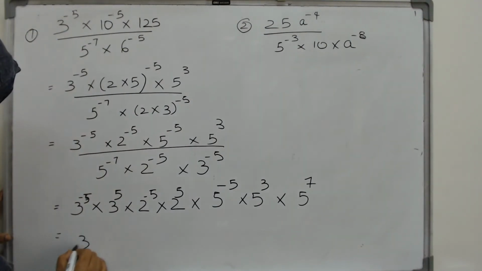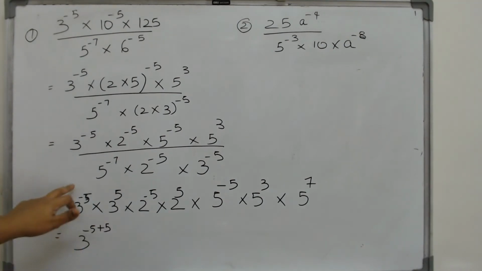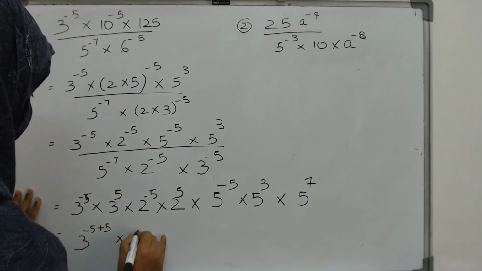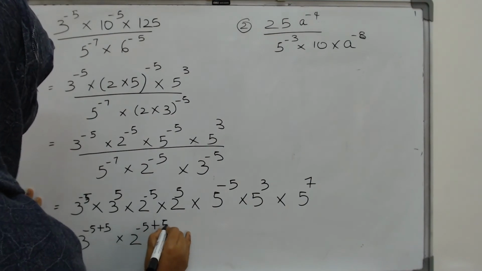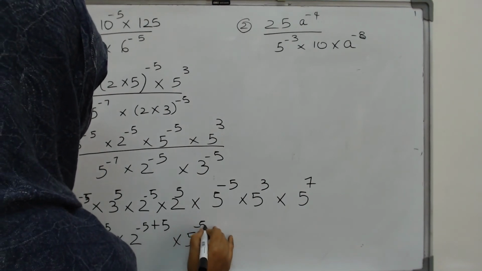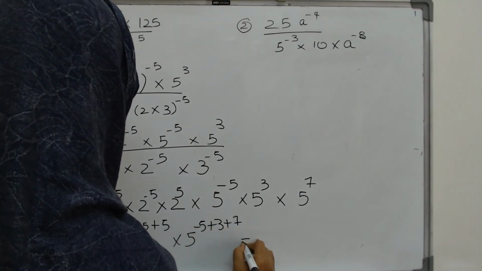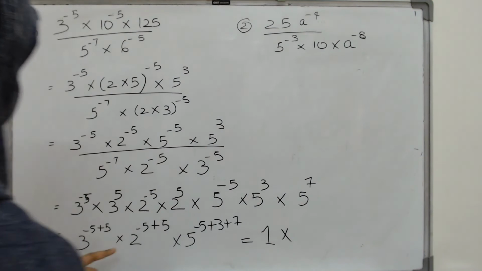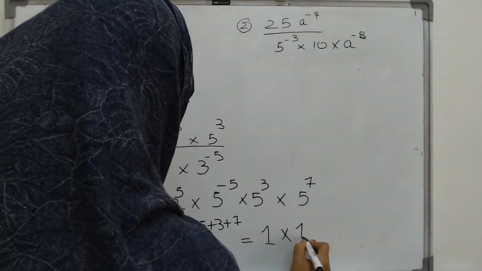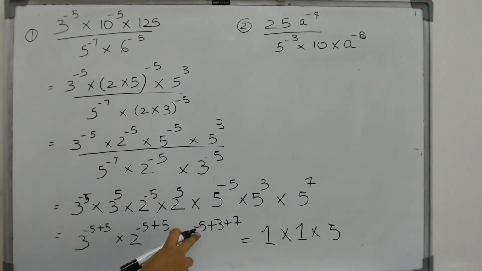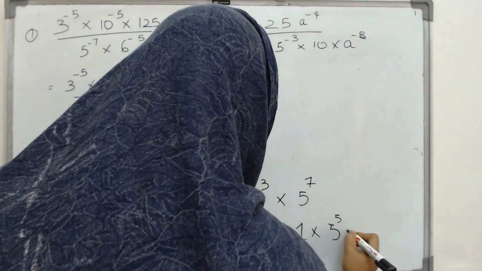That is 3 raised to minus 5 plus 5. Why is that? Same base, different exponents and a multiplication sign in between. And similarly 2 raised to minus 5 plus 5. Why? Same base, different exponents. So that would be 3 raised to 0. Any number raised to 0 is 1. Again 2 raised to 0, again 1. And 5 raised to, this would be 10 minus 5, which would be 5 raised to 5.